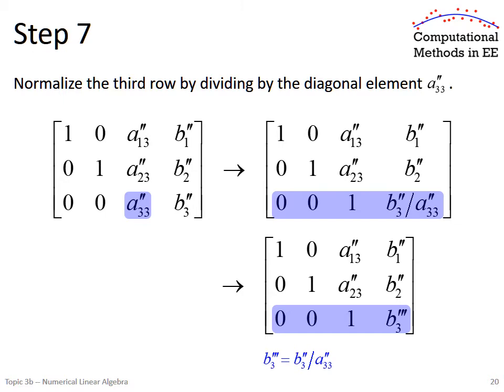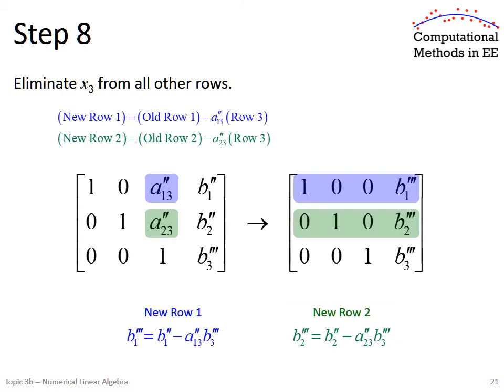Now we're on to the third row, and so we normalize the third row by dividing by the diagonal element. In this case, it's A33 double prime. When we divide all terms by A33 double prime, we get a 1 in the diagonal position. Now our goal is to iterate through all of the other rows. In this case, that is rows 1 and 2, to eliminate reference to x3 from equations 1 and 2, which is in rows 1 and 2.